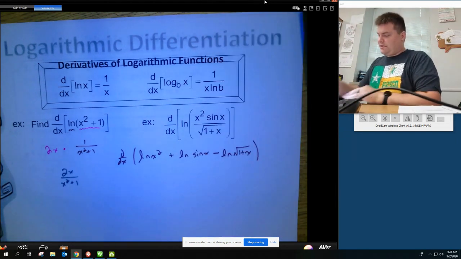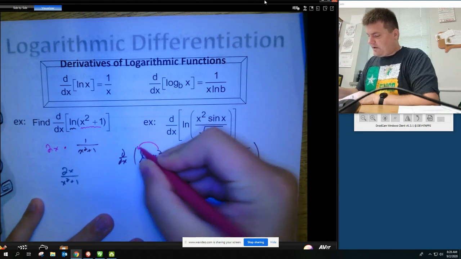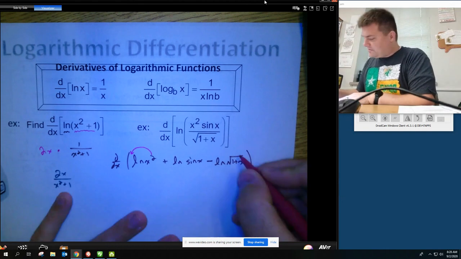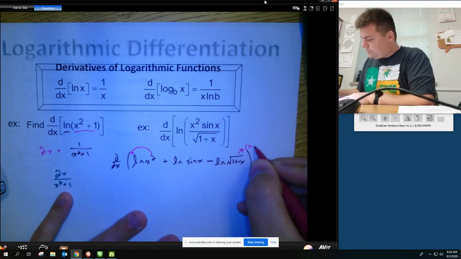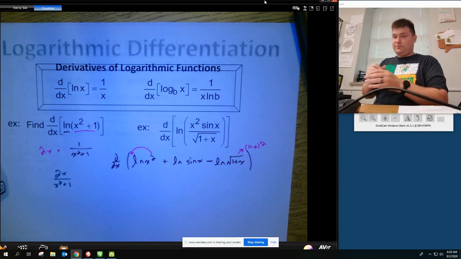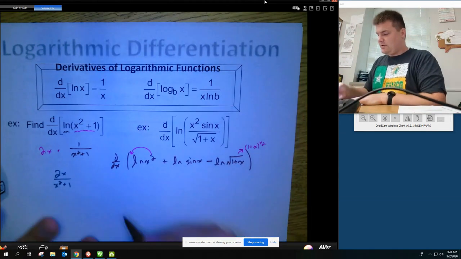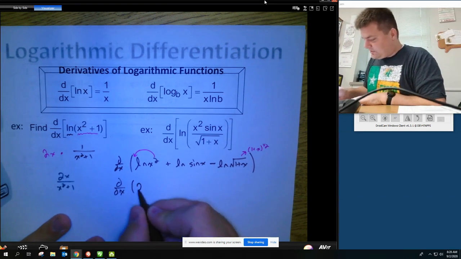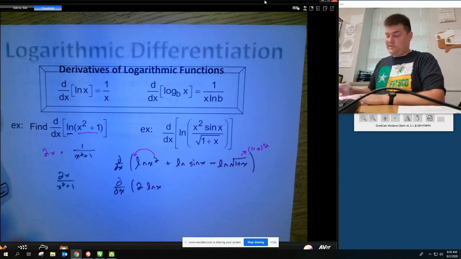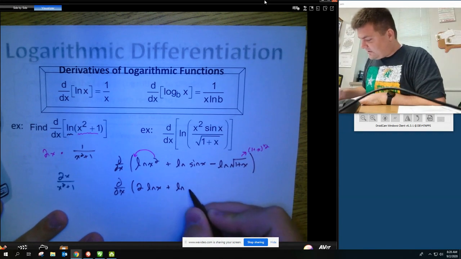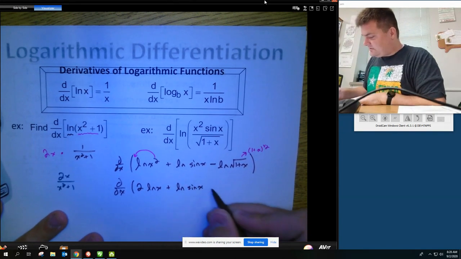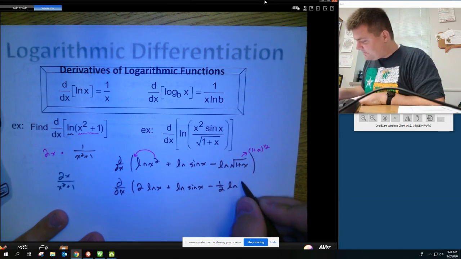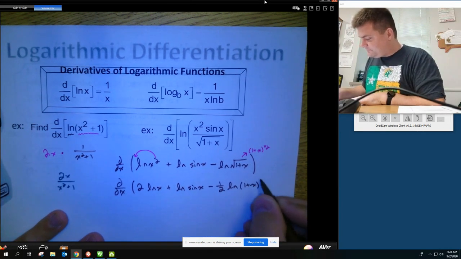I can make this even easier from here because of more log properties. You remember the log property that if you have an exponent, you can put it right out in front. We're going to do that on this front one and this back one, because root of 1 plus x is really the same thing as 1 plus x to the 1/2. So before I even take the derivative, I'm just setting it up using my algebra skills. So I'm going to go 2 ln of x, which is a pretty easy derivative, plus ln of sine of x minus 1/2 ln of 1 plus x.